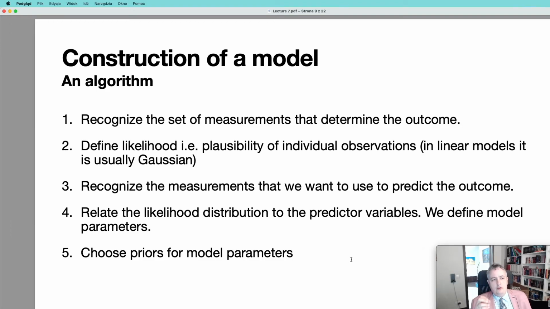Then we want to recognize the measurements that we want to use to predict our outcome. So we need to split our variables into dependent and independent.